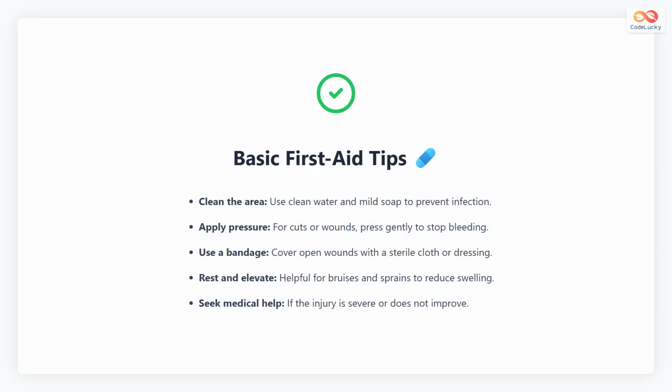When someone is hurt, simple first aid steps can help before professional care arrives. Clean the injured area gently with clean water and mild soap. To stop bleeding, apply pressure with a clean cloth. Use a bandage to protect open wounds from infection. Resting and raising the injured part can reduce swelling, especially for sprains and bruises. If the pain is strong or the injury looks serious, seek medical help immediately.